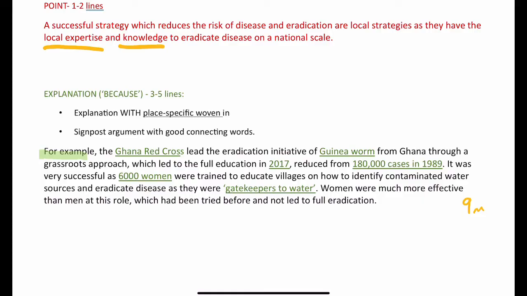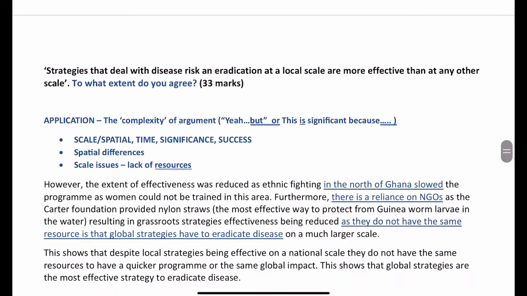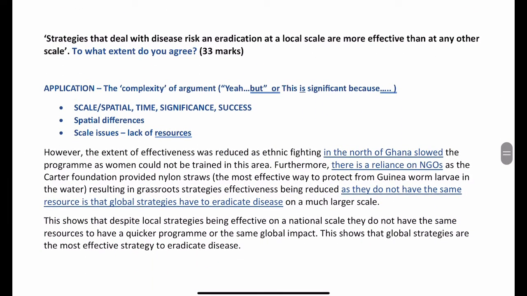But where I'm going to get a lot of my marks is in the next section, where I'm applying the PEST technique, and this is the AO2 applying knowledge. So I've put the question here again so we don't lose track of it. And I've highlighted this bit here which says, to what extent do you agree?